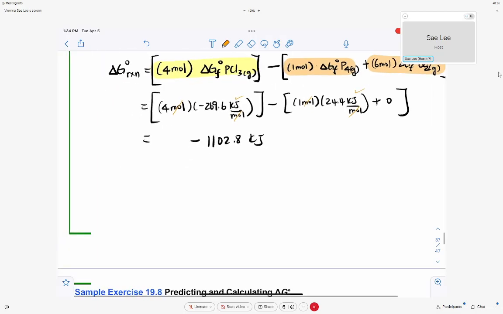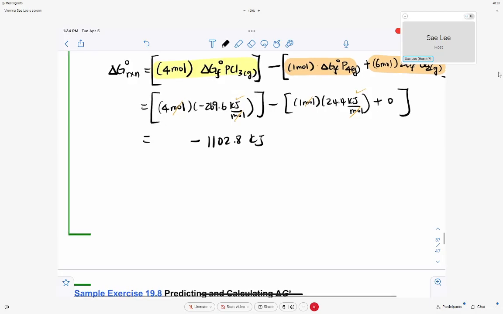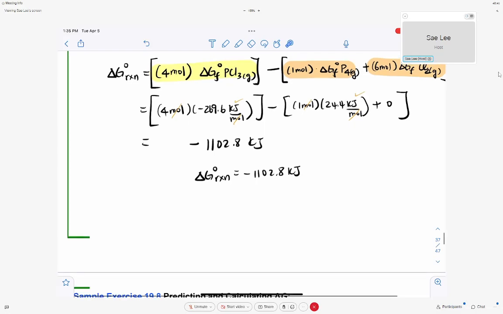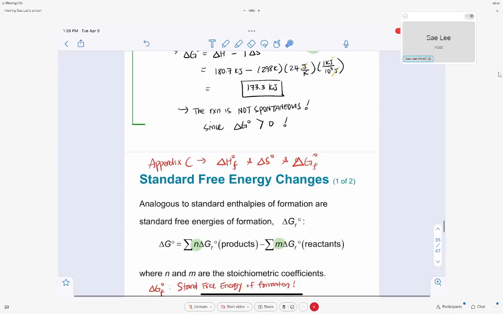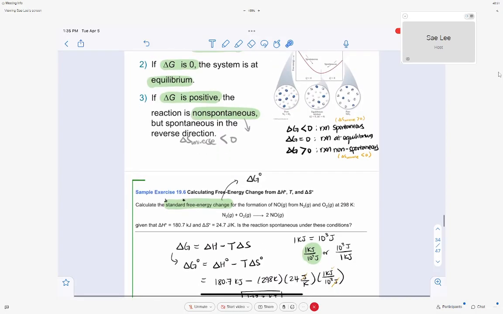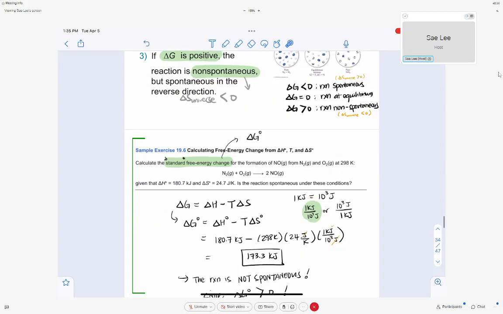So the standard free energy change for this reaction turns out to be a negative value. What does this tell us? Negative values tell us that the reaction is spontaneous in the forward direction.